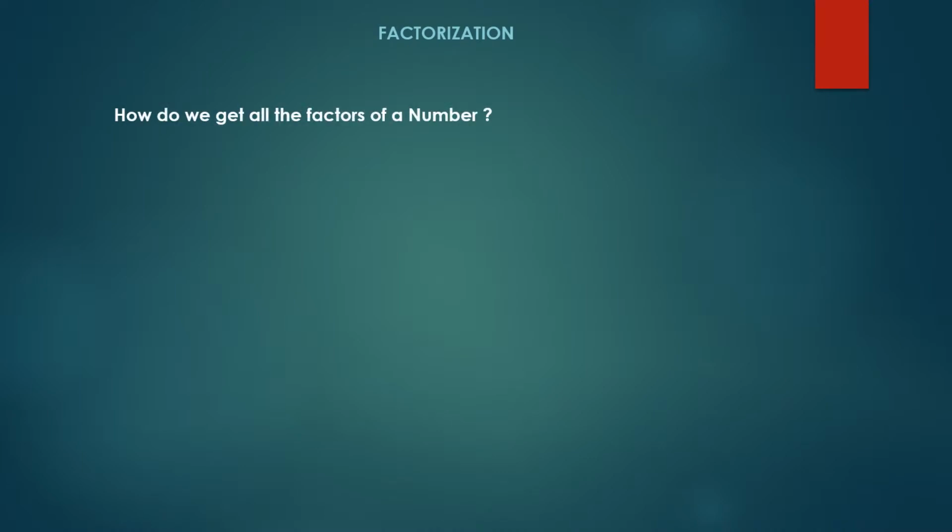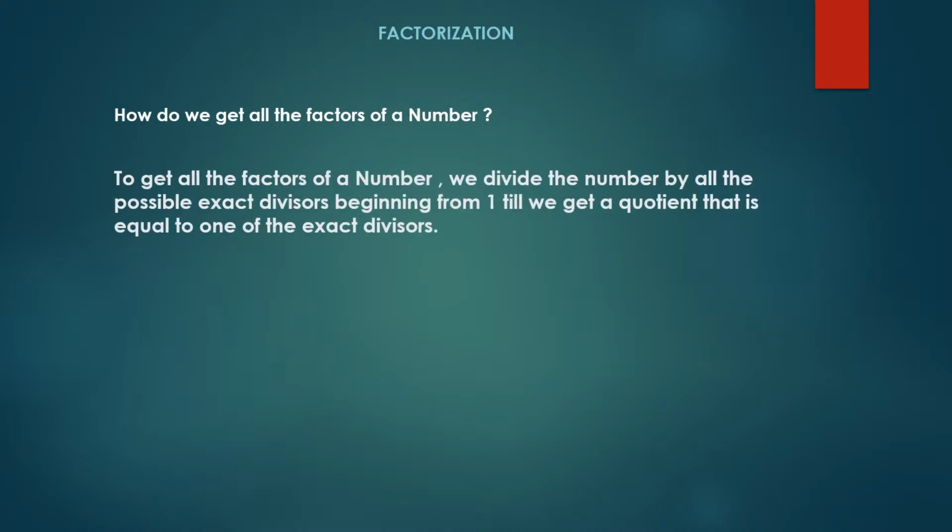Factorization. How do we get all the factors of a number? To get all the factors of a number, we divide the number by all the possible exact divisors beginning from 1 till we get a quotient that is equal to one of the exact divisors.